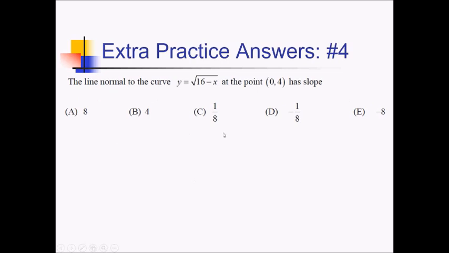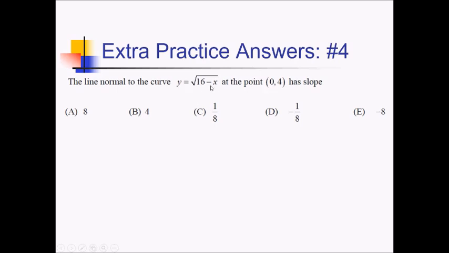On this problem, they want to know the slope of the line that is normal to the curve y equals radical 16 minus x at the point 0, 4. So this is a multi-step problem. There's a few things that are going on here. First off, if I want to know the slope of a normal line, I need to first figure out the slope of a tangent line and then do the opposite reciprocal of that. So that means I'm going to need the derivative of this thing at the point 0, 4.